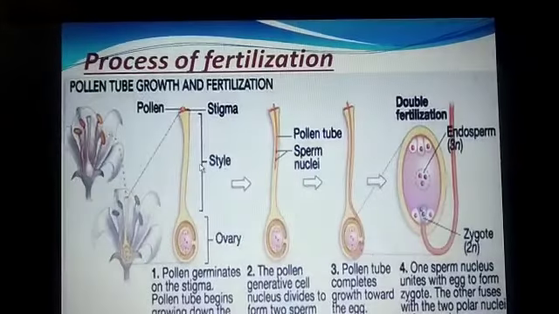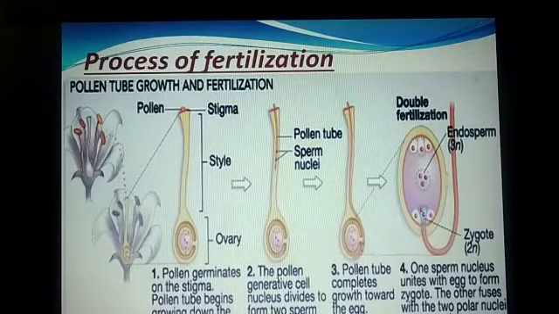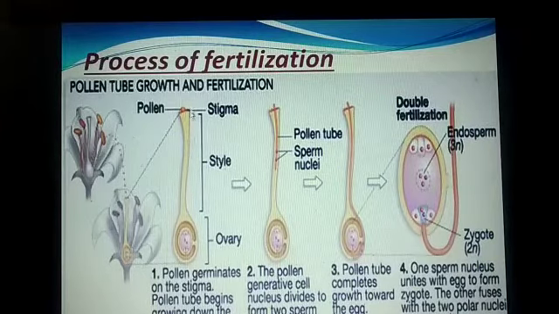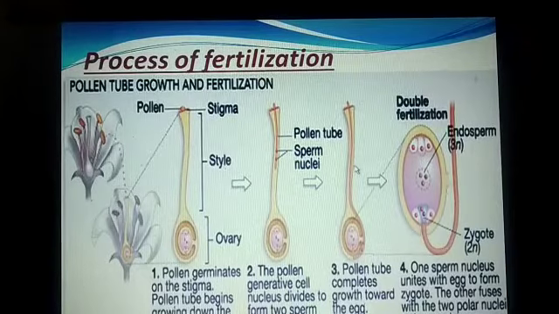Okay, now we are going to discuss fertilization. You all know that fertilization is a process in which male and female gametes fuse and form a zygote. In flowering plants, how does fertilization take place? Firstly, the pollen germinates on the stigma and forms a pollen tube. After that, the pollen generative cell nucleus divides and forms two male gametes, and the pollen tube completes its growth towards the egg cell, and it enters through the micropylar side.